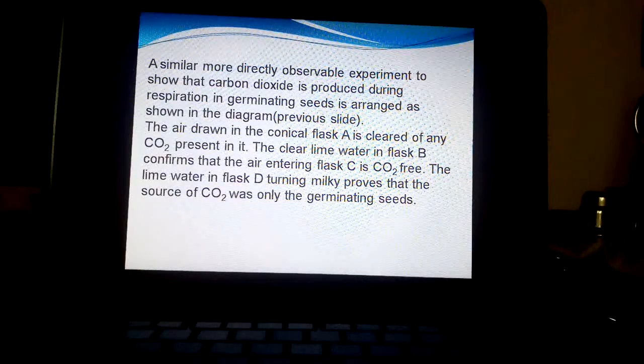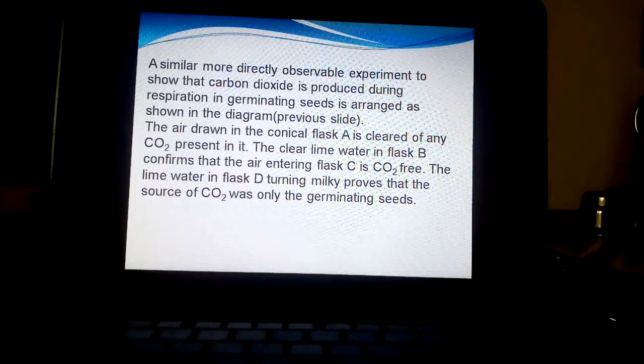How do you know it is carbon dioxide free? Because though there is lime water in flask B, the lime water is clear without turning milky. Now you have confirmed that the air which is drawn into C is carbon dioxide free. It only contains oxygen and the rest of the things. So now here germinating seeds will respire. Is that clear? And after a few days, the lime water in flask B will not turn milky. Till flask C there is no carbon dioxide.